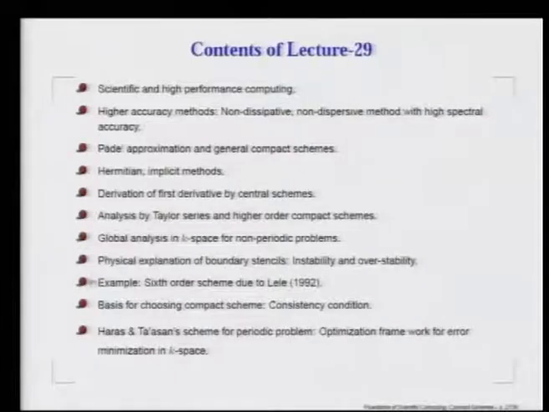As an example, we talked about a 6th order scheme due to Lele, and in general the basis for choosing these compact schemes, because we said that these are auxiliary relations. So, there must be some basis. This relates to what we call a consistency condition, and there was another method investigated by Haras and Tassan. They tried to minimize the error as an optimization problem, and they looked at the problem in the wave number space and tried to develop a compact scheme.